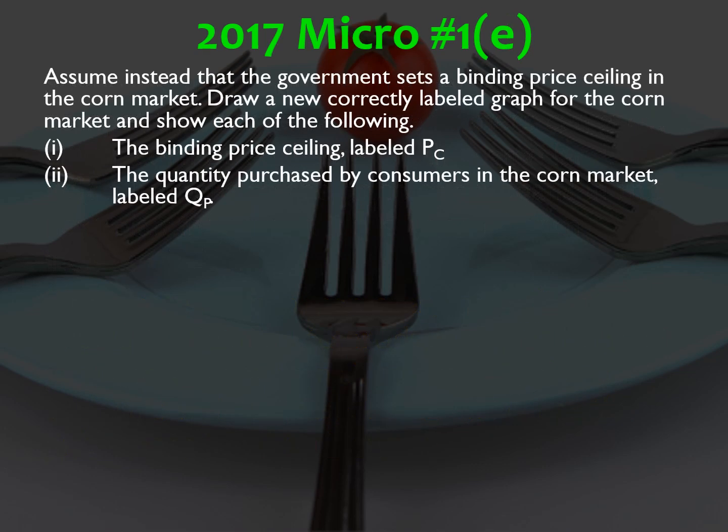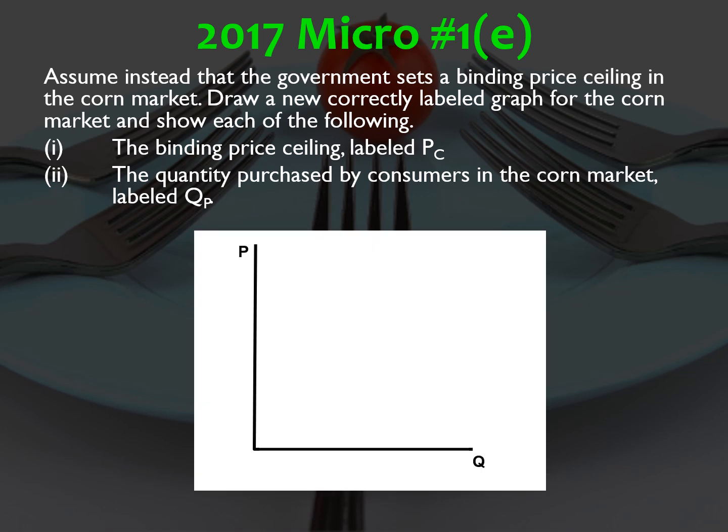E, assume that instead the government sets a binding price ceiling in the corn market. Draw a new correctly labeled graph of the corn market and show the following: the binding price ceiling and the quantity purchased by consumers. All right, so you have the market graph, downward sloping demand, upward sloping supply.